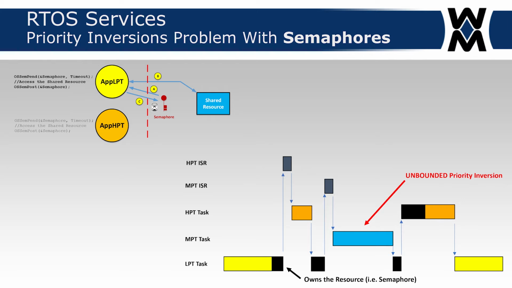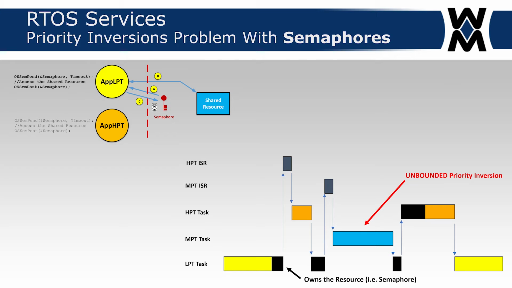So the low priority task executes, and then as it's accessing this resource, another interrupt occurs, but this time it wakes up a medium priority task that has nothing to do with the semaphore, the resource. It does something completely unrelated. The medium priority task executes.